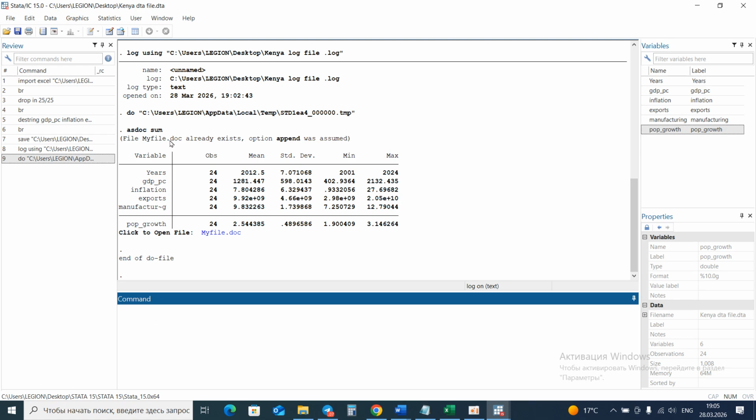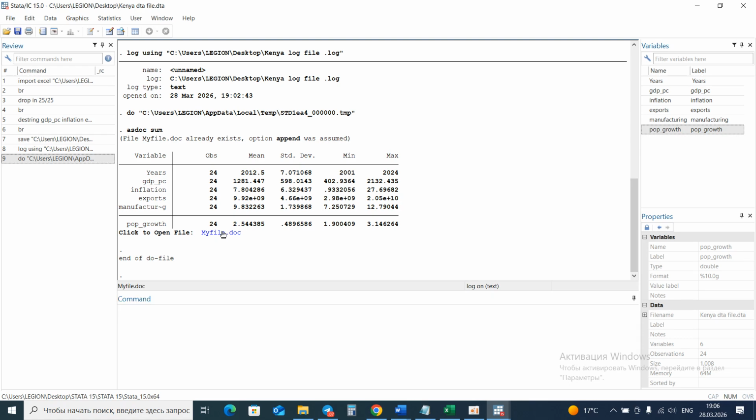So as docsum here, Stata provides us an overall picture of what we have here. So we have years, GDP per capita, inflation, export, manufacturing, and population growth. Observations, we have 24 from 2001 to 2024. Mean of each variable, standard deviation, minimum and maximum values. So also it provides us it in a Word form.